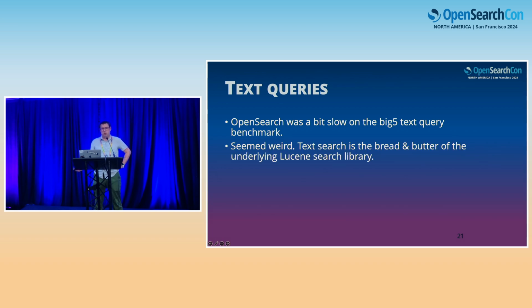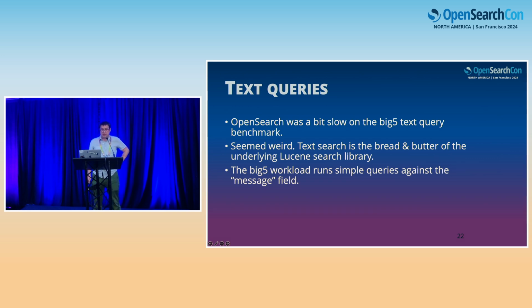Which was really weird. Lucene does text queries like that. The underlying Lucene library, that's what it was built for. It was built to handle text queries very fast. So why were we slow, right? We don't do anything clever. We just hand them off to Lucene.